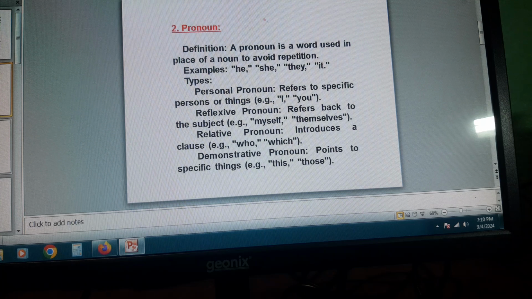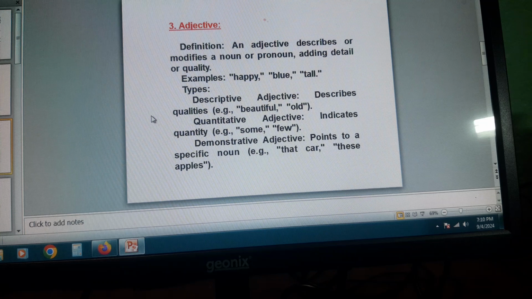Now I am going to the third slide. Here you will see adjective. Which is adjective? Definition: An adjective describes or modifies a noun or pronoun, adding detail or quality.